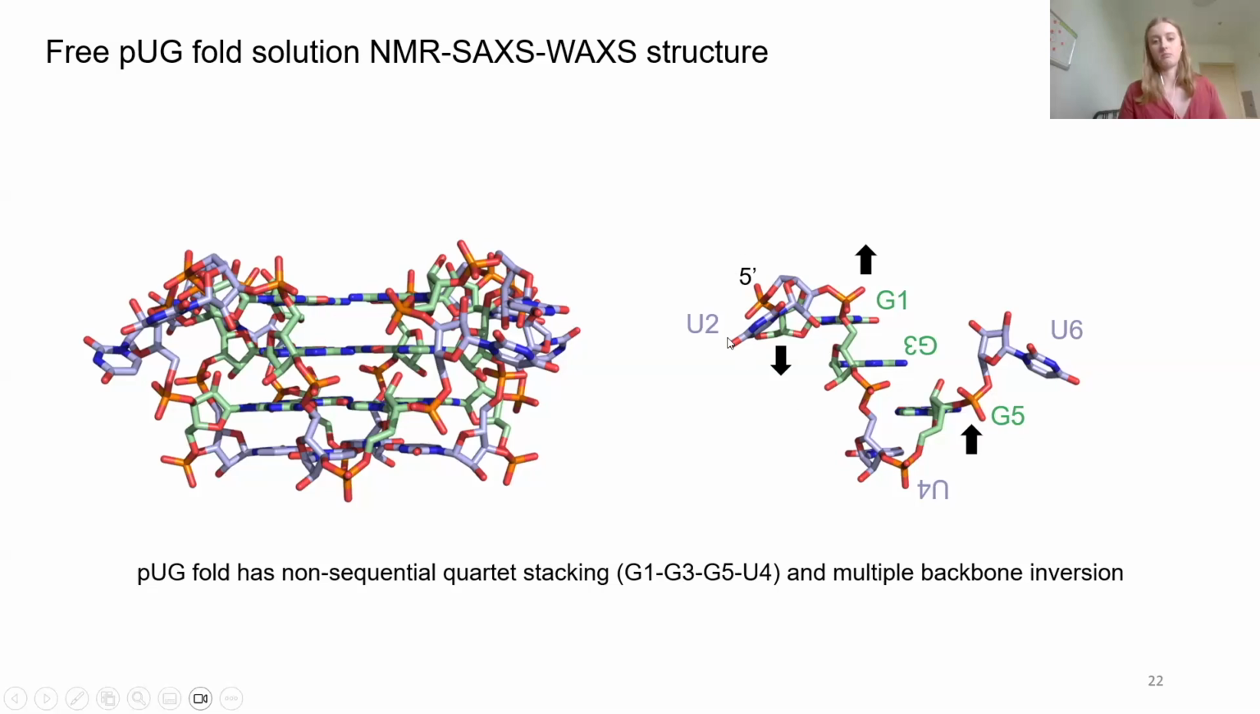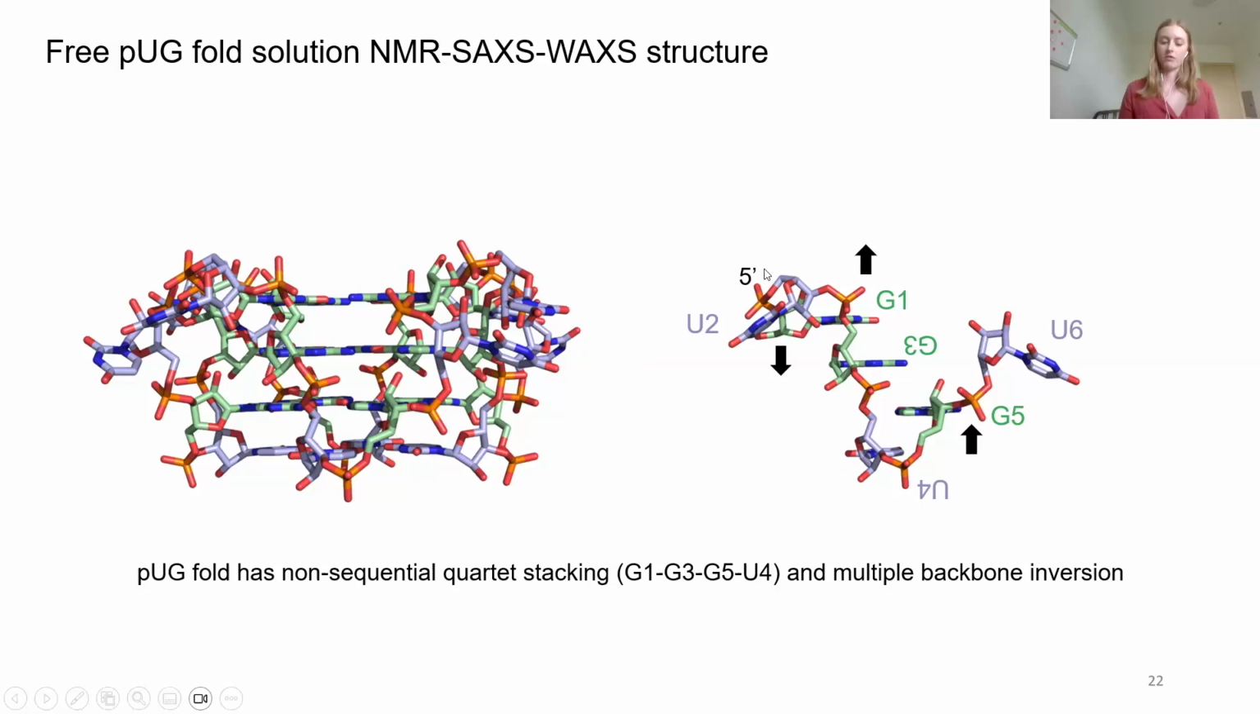The first is at this bulged out uridine here at the U2 position, where the backbone inverts. So the G3 and U4 are upside down relative to the G1. The backbone then inverts again at that U4 position, which allows that G5 to insert itself in between the G3 and the U4. This makes it so that single uridine is able to span just one G quartet rather than having to go all the way from the bottom to the very top of the structure.